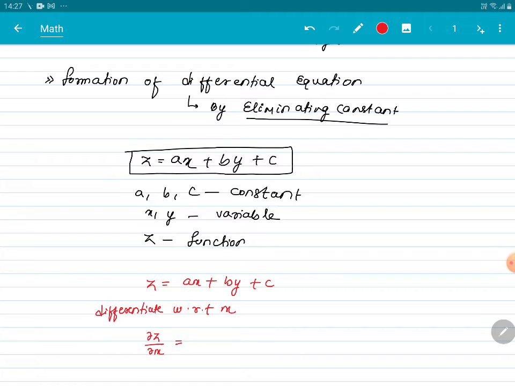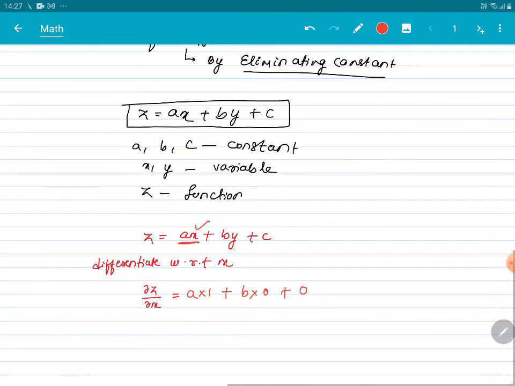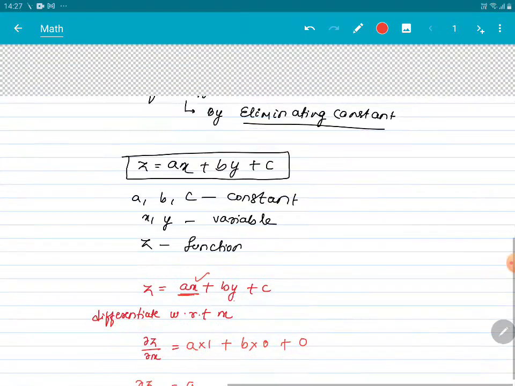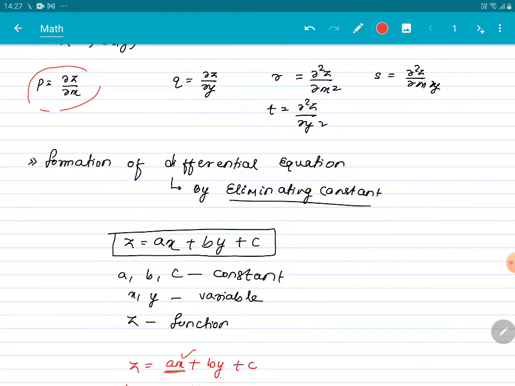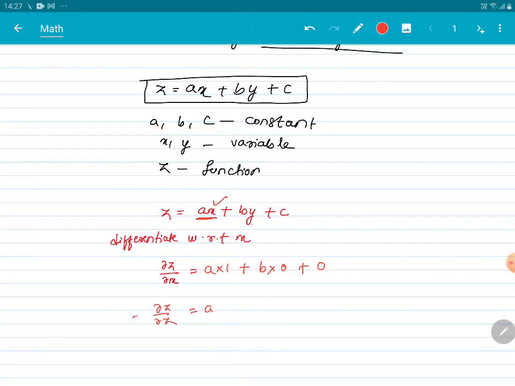So when you differentiate with respect to x, what is the derivative? A remains A only, and the derivative of x is 1. B remains B, and the derivative of y with respect to x is 0. C is a constant, so 0. What is the answer? A is del z by del x. We call this P.